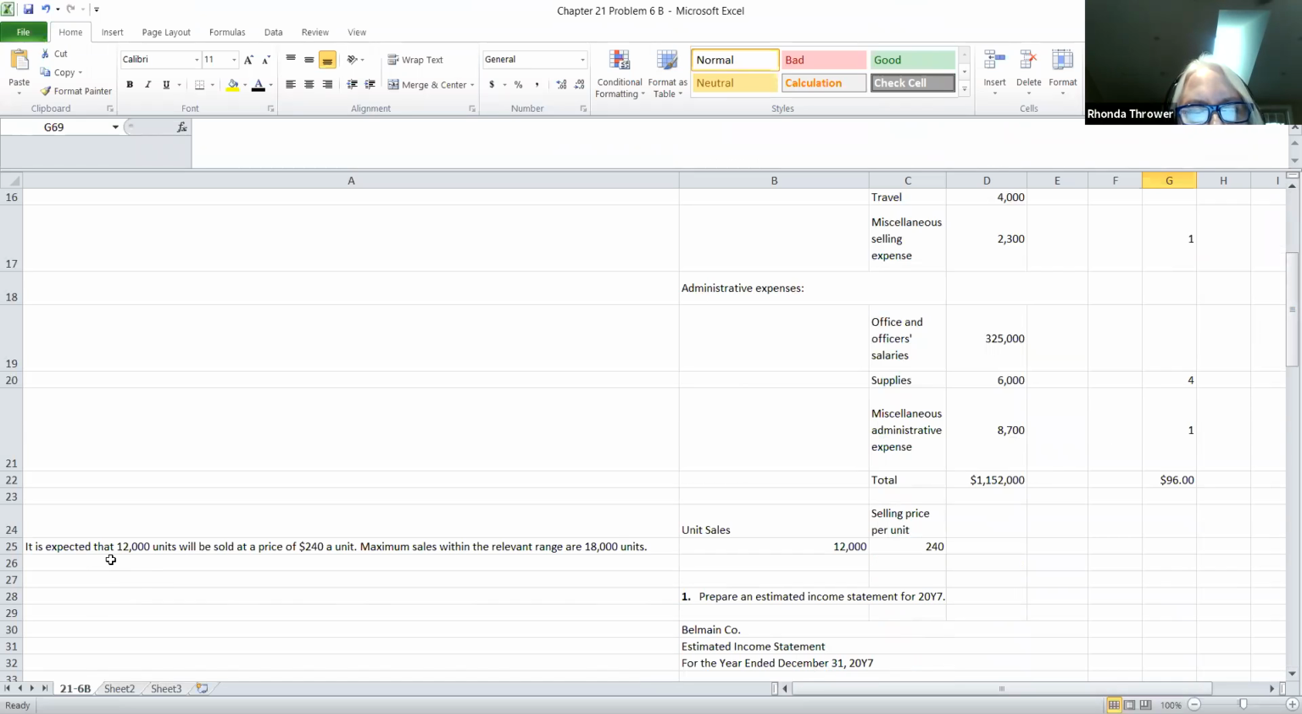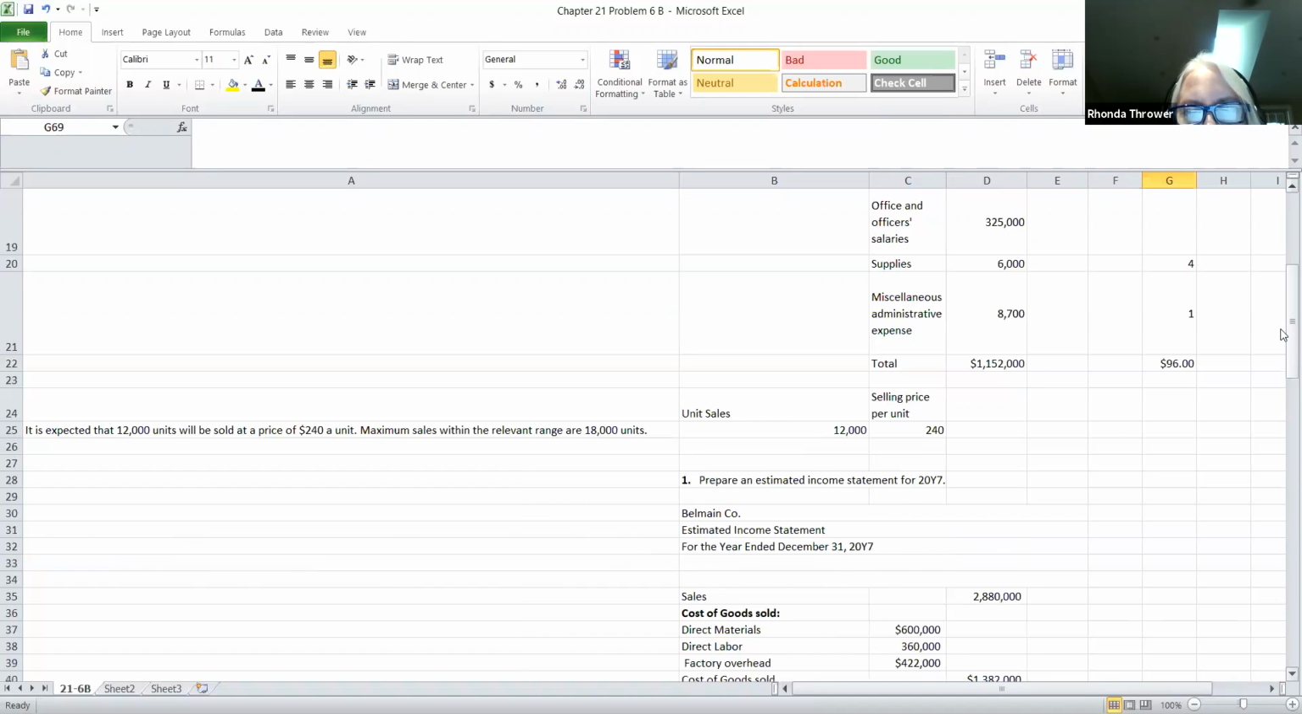A part of the information that they also gave you in this problem was that they were expecting that 12,000 units would be sold. So 12,000 is going to be our expected amount of units that we're selling this period. And we're going to sell those at a price of $240 a unit. So what I did is I just copied down the unit sales here and the unit selling price because we're going to be using these a lot in our calculations.